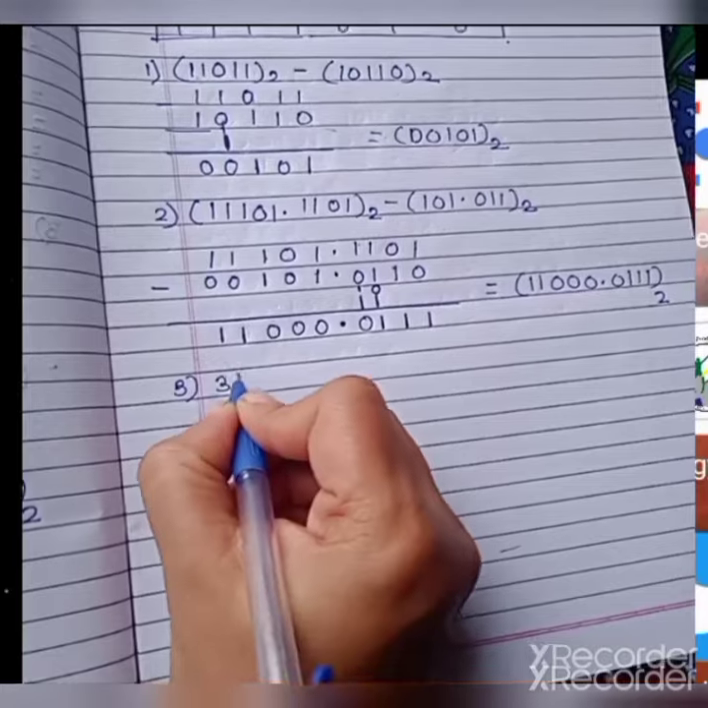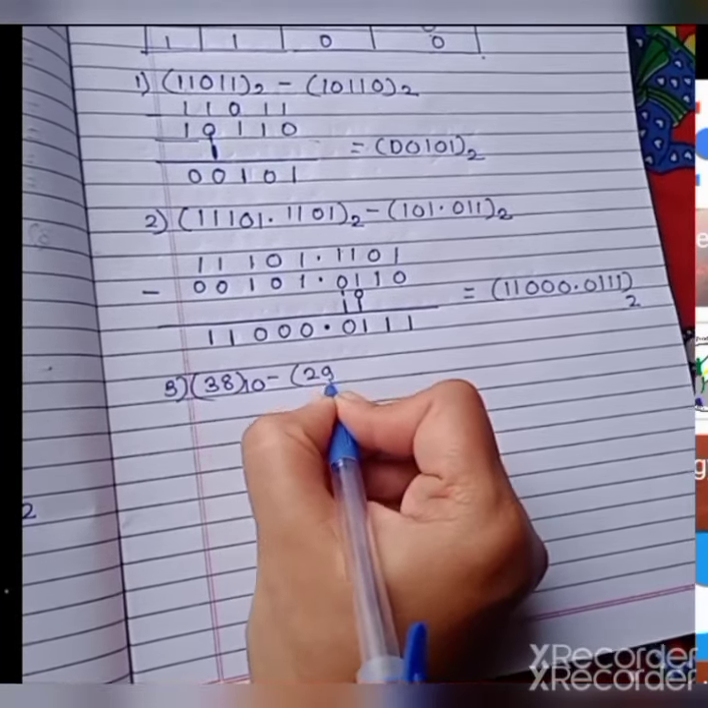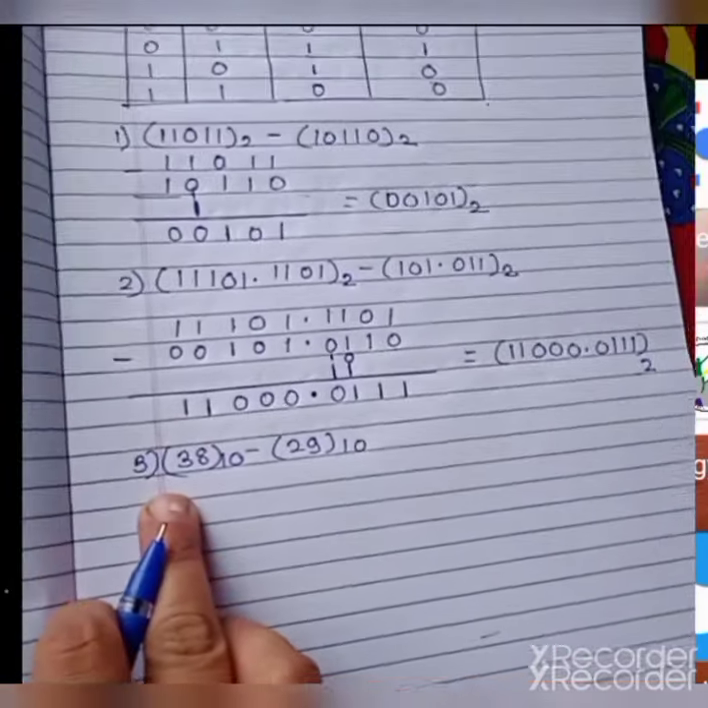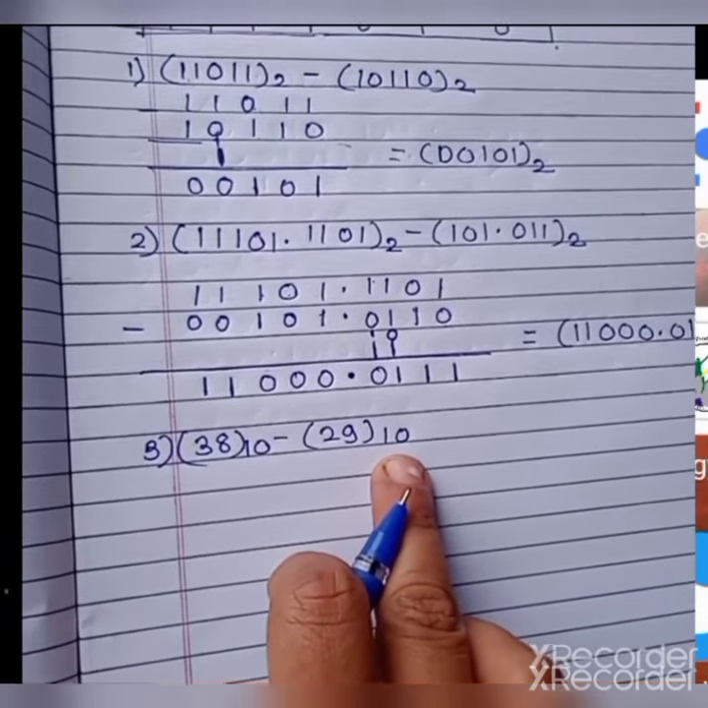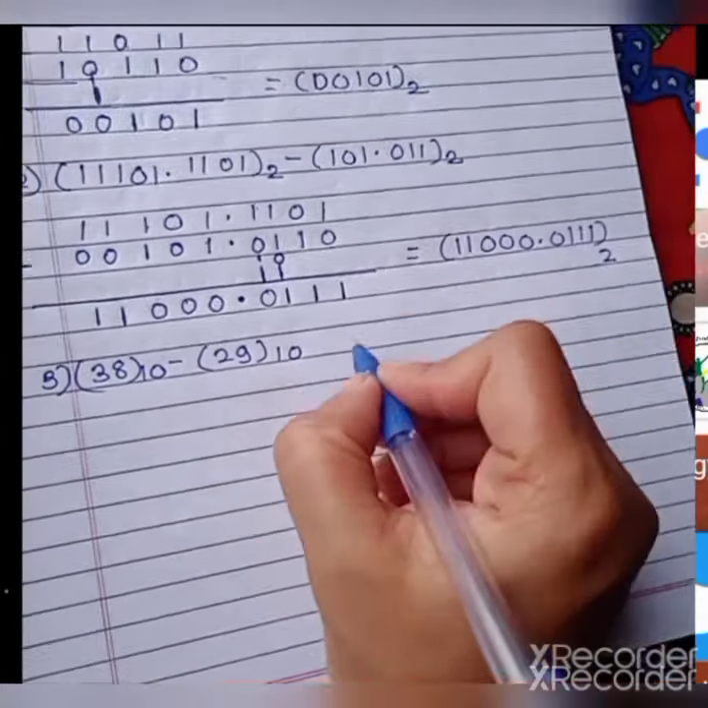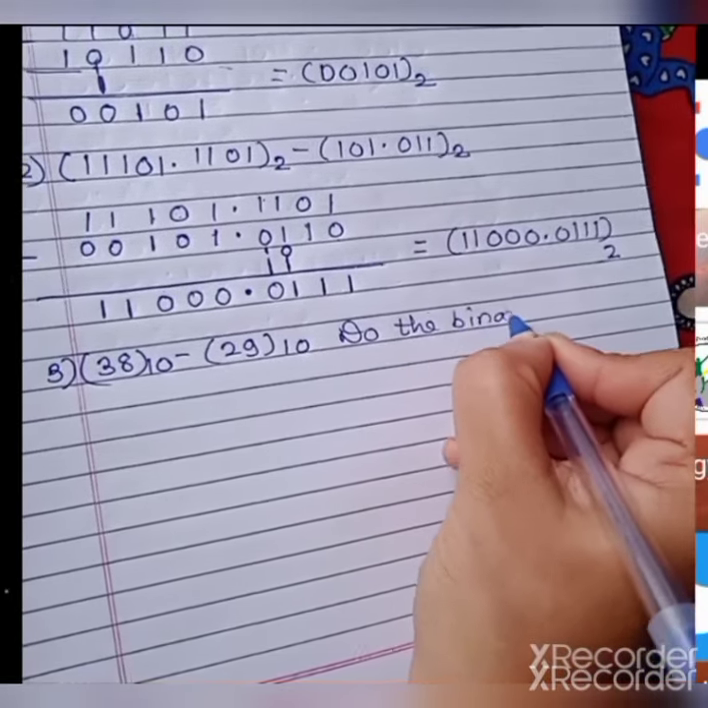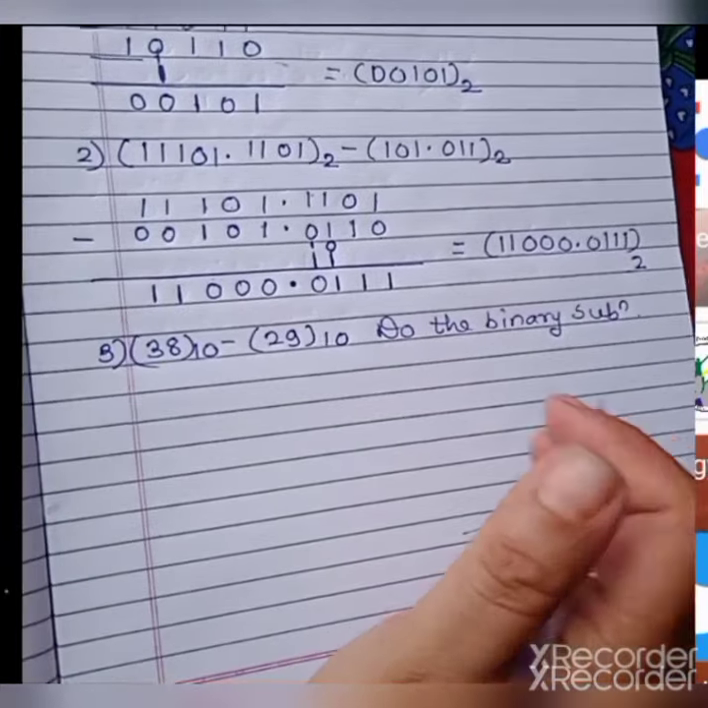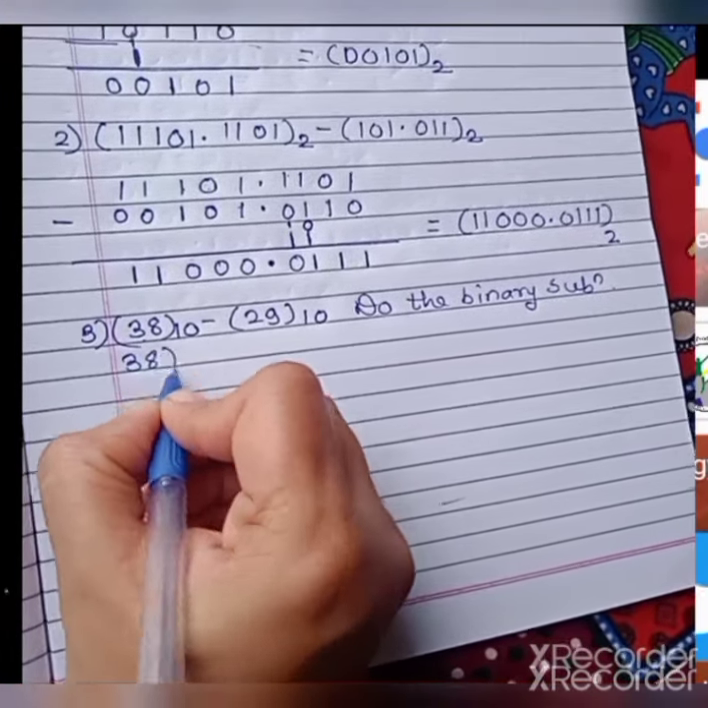Now perform the binary subtraction for these numbers. Here the example is given like 38 decimal minus 29 decimal. Do the binary subtraction. Now the numbers are given in decimal form. So what is the first task? You have to convert these numbers into binary.